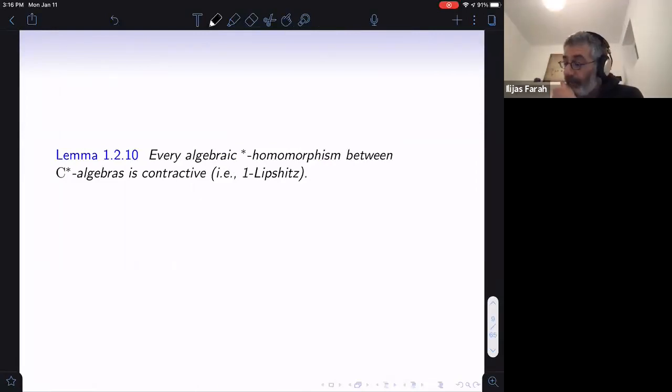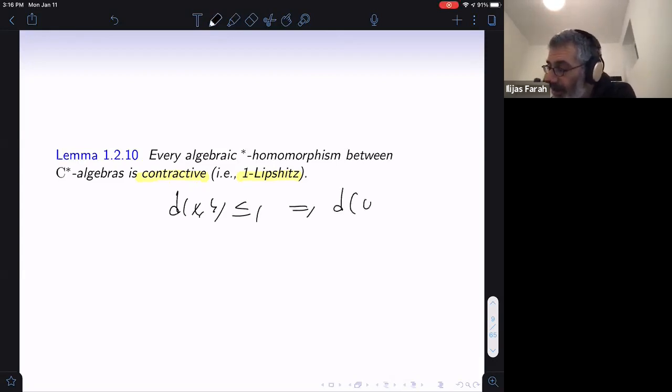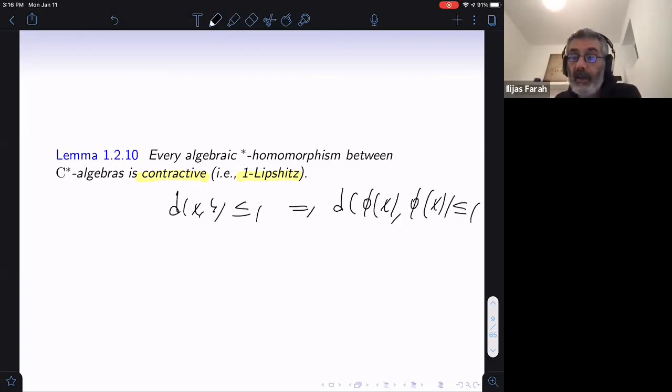Now here is another lemma. It talks about arbitrary C-star algebras: every algebraic star homomorphism between C-star algebras is contractive. Now, one bit about terminology. When operator algebraists say contractive, what they mean is what pretty much everyone else means by one-Lipschitz. So contractive means that if the distance between x and y is at most one, then the distance between phi of x and phi of y is also at most one. Which means that, you know, forget about fixed point theorems.